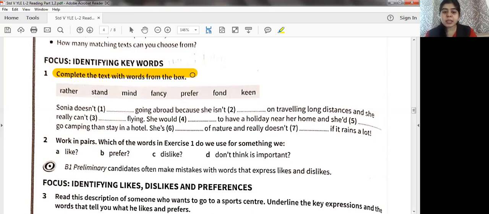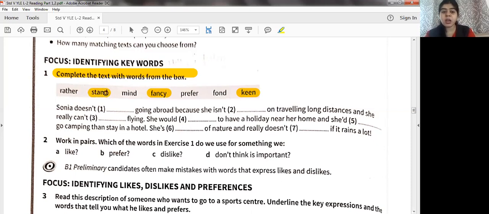Okay. Sonia doesn't fancy. Now you would say, Miss, fancy is something which is very attractive. So why is it matching over there? Fancy also talks about the liking or the disliking of the person. Okay, so that is why Sonia doesn't fancy going abroad because she isn't keen. Keen means she is not very interested. The meaning of the keen is she is not very interested in traveling long distances, and she really can't dash flying. She really can't stand.